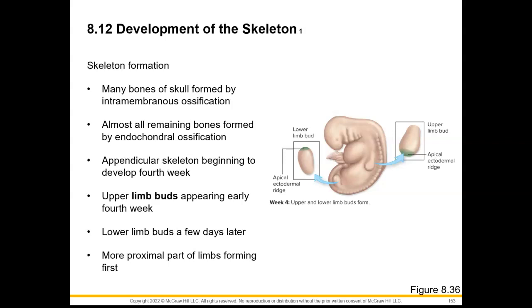Our appendicular skeleton will begin to develop around the 4th week. We'll see that our upper limb buds are going to appear in the early 4th week, and our lower limb buds will appear a few days later. The more proximal parts of the limbs will start to form first, meaning areas of the humerus and areas of the femur.